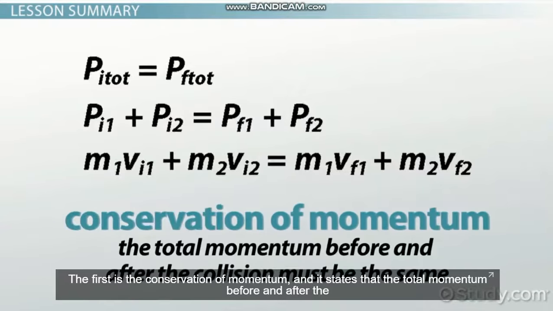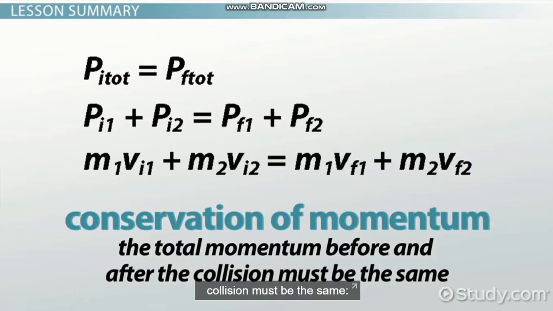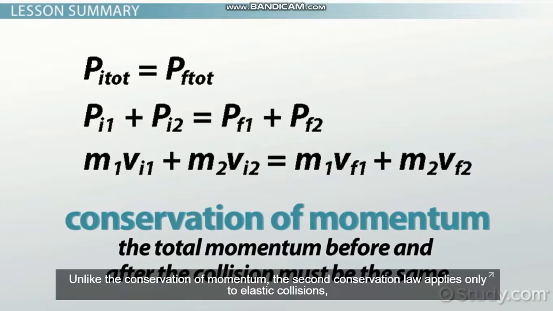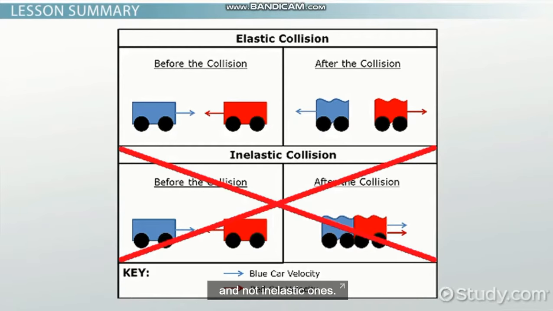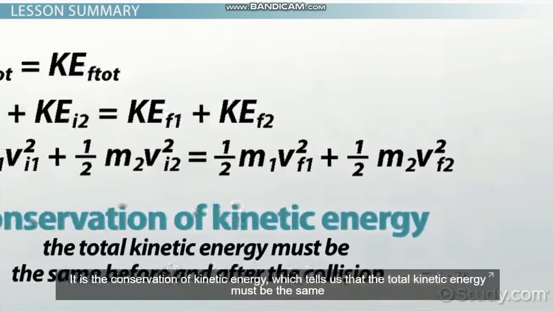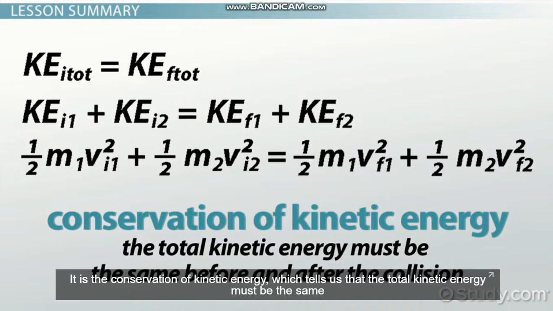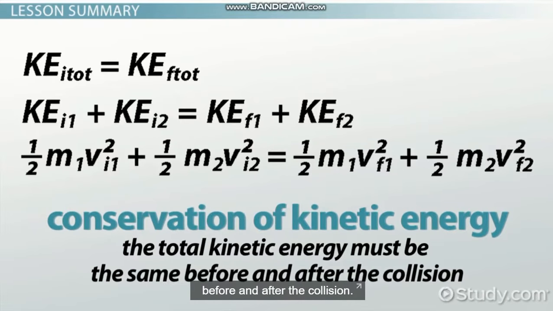The first is the conservation of momentum, and it states that the total momentum before and after the collision must be the same. Unlike the conservation of momentum, the second conservation law applies only to elastic collisions and not inelastic ones. It is the conservation of kinetic energy, which tells us that the total kinetic energy must be the same before and after the collision.